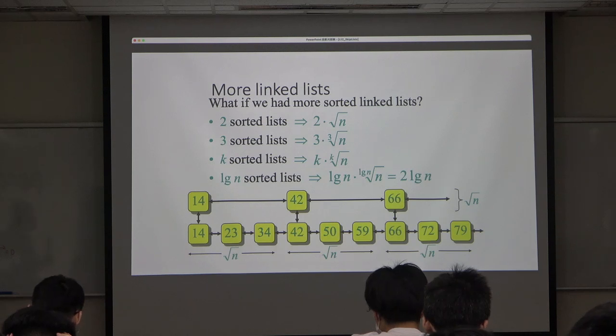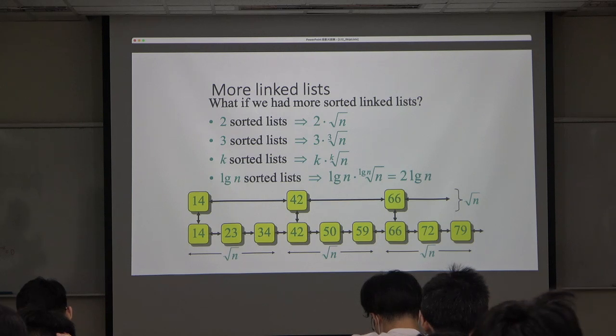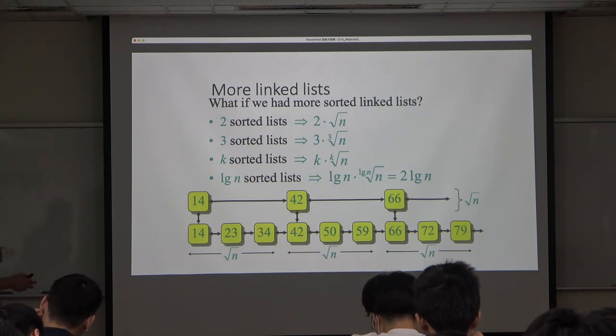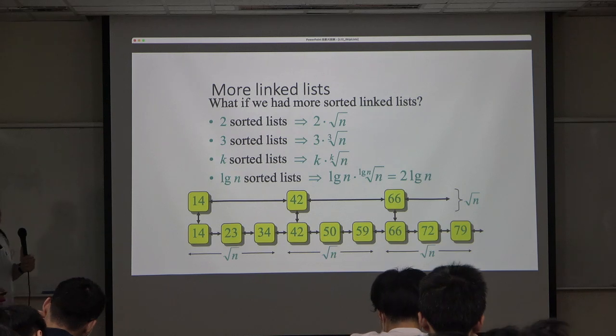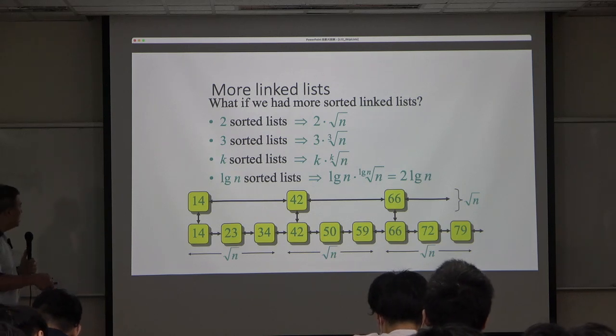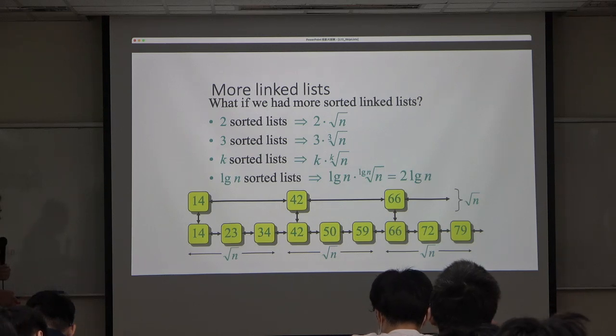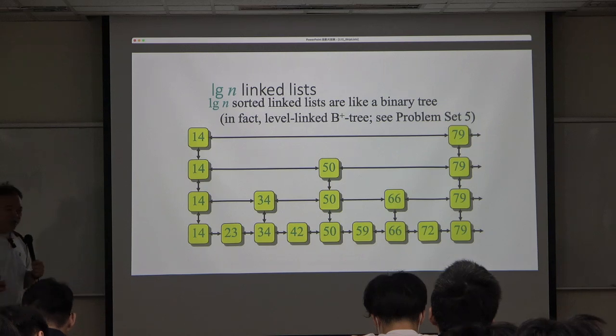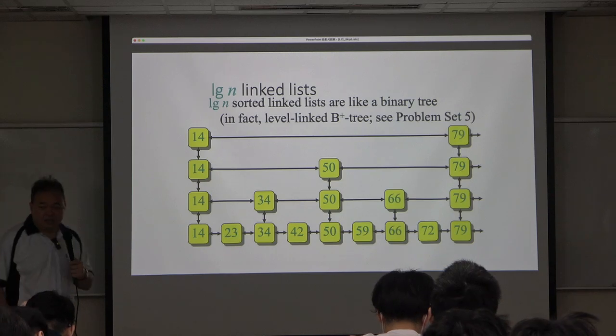This analysis is, again, very straightforward, just like what we did for 2 linked lists, so I'll skip this analysis. The important thing is to tell you the concept here. So now we are facing this log n number of linked lists.